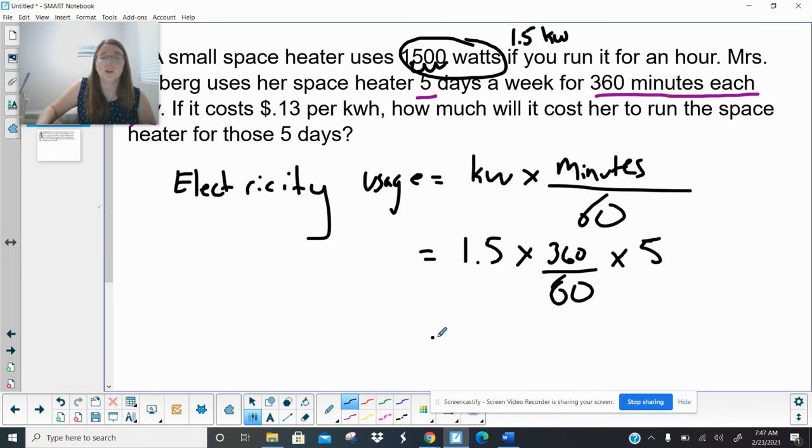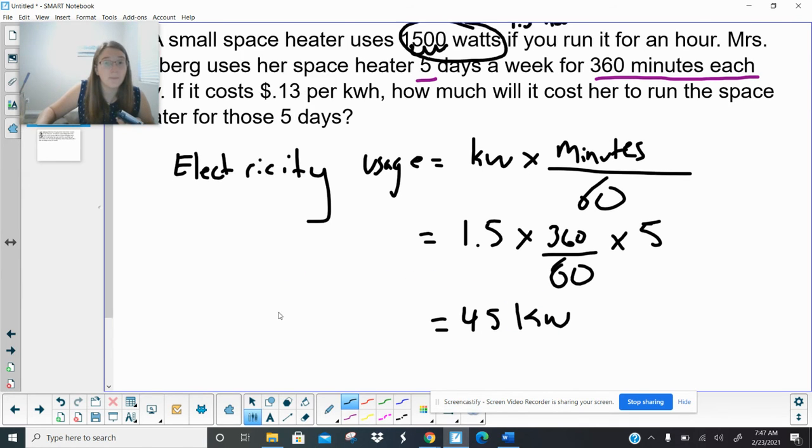So what this is going to do is tell us exactly how much electricity we are actually using, because we're running it for longer than an hour. 45 kilowatt hours for those 5 days, right? 1.5 times 360 divided by 60 times 5, that should make sense, yeah. Okay, so I'm using 45 kilowatt hours for these 5 days.